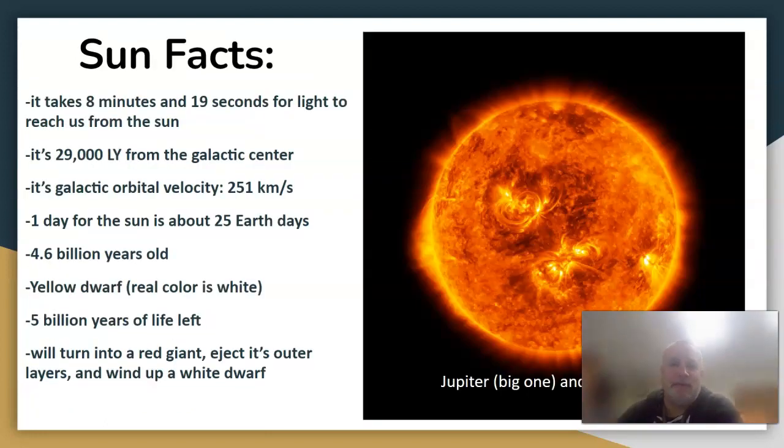So a few facts about the sun. It takes about 8 minutes and 20 seconds or so for the light to reach us from the sun. So if the sun ever stopped burning, we wouldn't know it for a little over 8 minutes. It's about 29,000 light years from the galactic center. Its galactic orbital velocity, so how fast the sun is moving around the center of the galaxy, is 251 kilometers per second. So we are moving very fast because we're moving along with it.